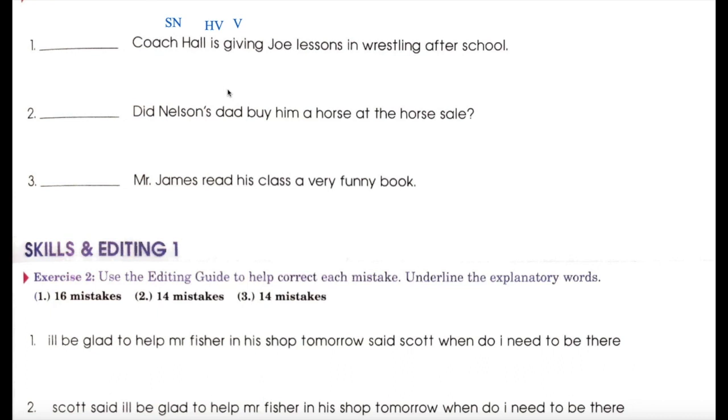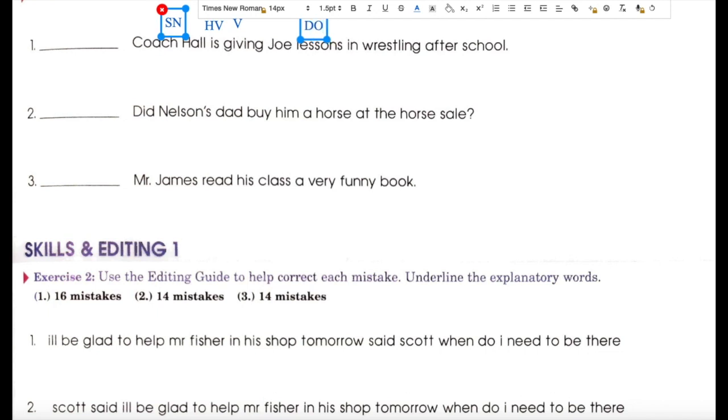Coach Hall is giving what? Lessons. If we're answering is giving what, that means it's receiving the action. It's a noun. Let's verify the noun. Does lessons mean the same as Coach Hall? It does not. Therefore, it is the direct object. And that means giving is a verb transitive.